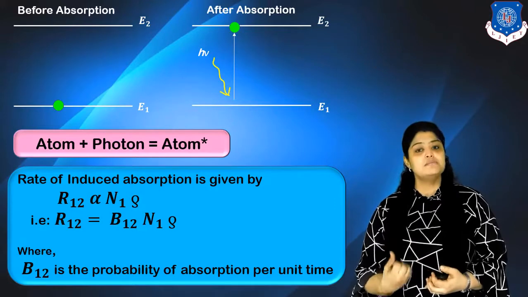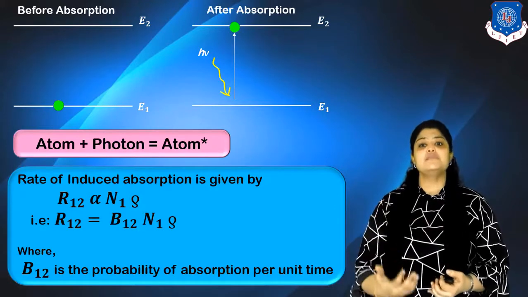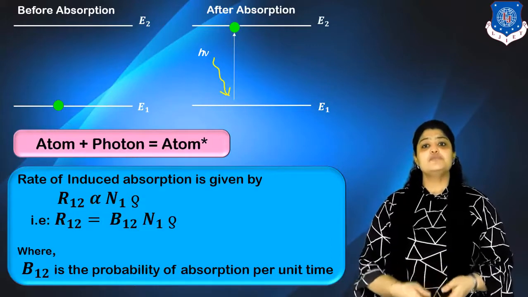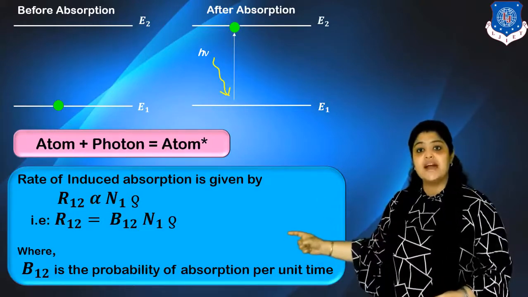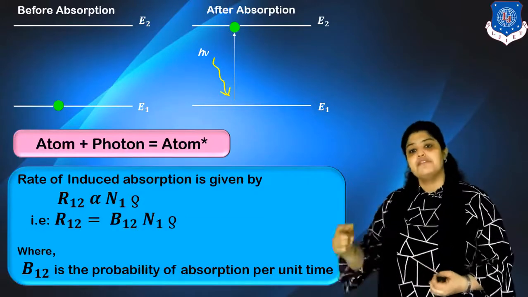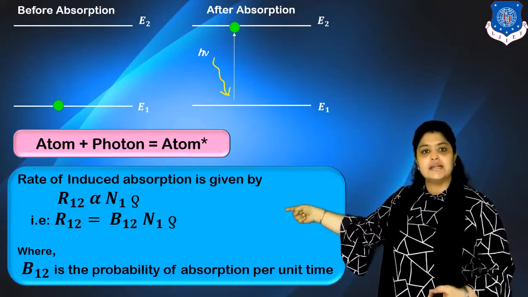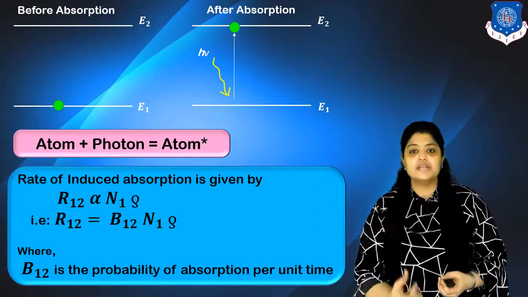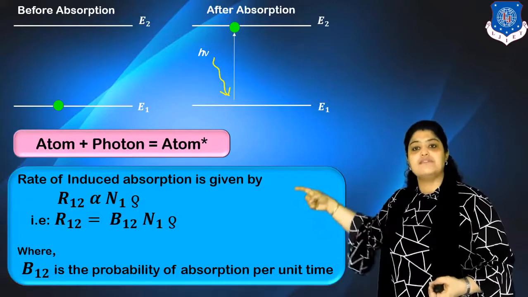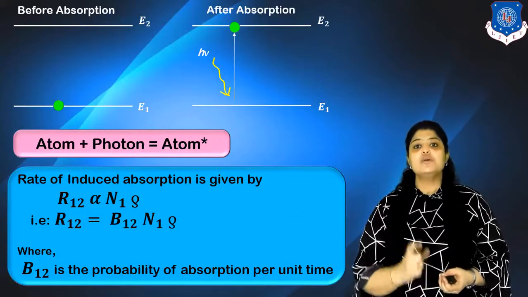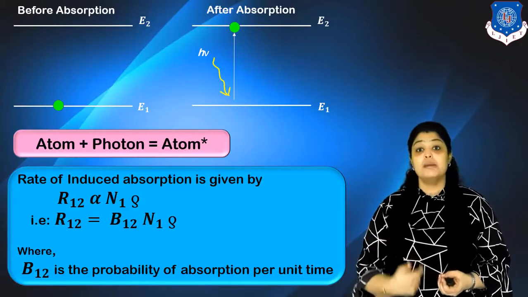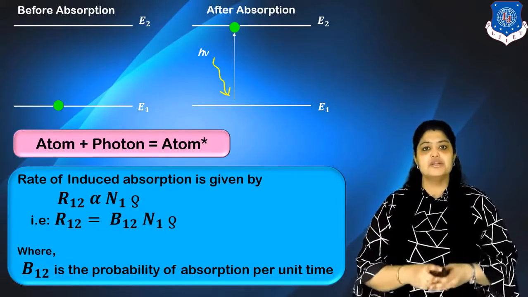What do you mean by the term population? The number of atoms which are present in the lower energy level. So the rate of induced absorption depends upon the number of atoms, and it also depends upon the density of radiation, rho. If I remove the proportionality sign in the equation, I can define a proportionality constant as R12 equals B12 N1 rho. Here B12 is known as Einstein's first coefficient, and it is known as the probability of induced absorption per unit time.